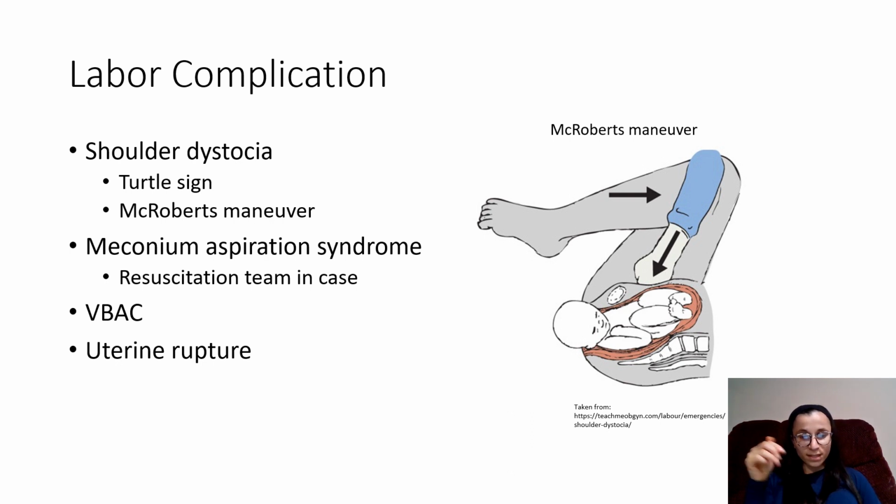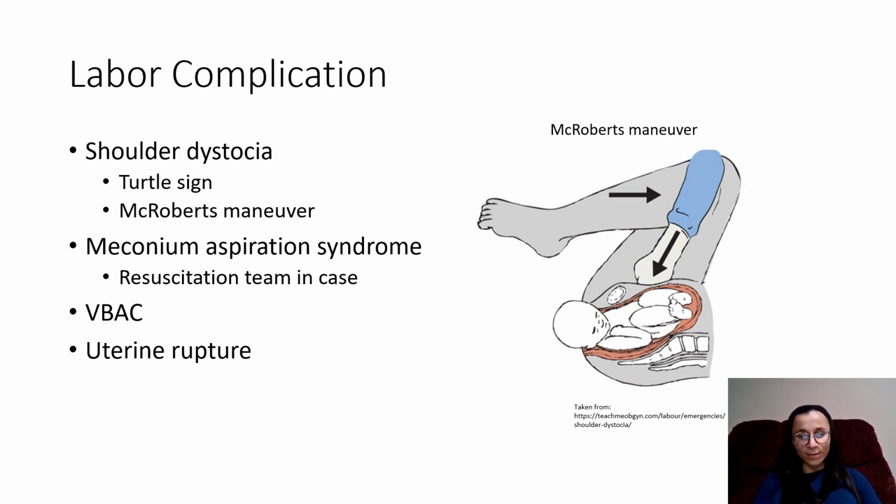The treatment is the McRoberts maneuver. The mom's legs are held in a flexed position, pulled to her chest, and you apply suprapubic pressure to get the baby out. This usually happens with big babies.